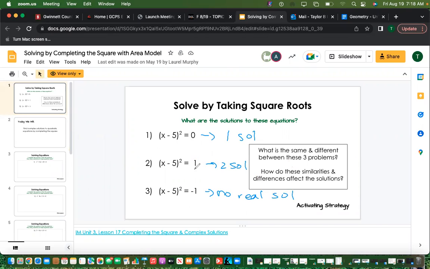how are these problems similar? What do they have in common? Looking at the originals, what do they have the same? They have this x minus 5 squared all on the left-hand side, right? What about the right-hand side? How are they different?